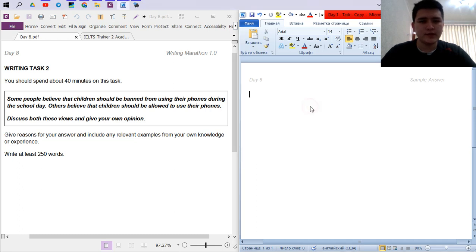So here we have a task 2, which goes something like, some people believe that children should be banned from using their phones during the school day. Others believe that children should be allowed to use their phones. So this is a discuss both views question, okay? So what we need to do is basically discuss both views, obviously, right?